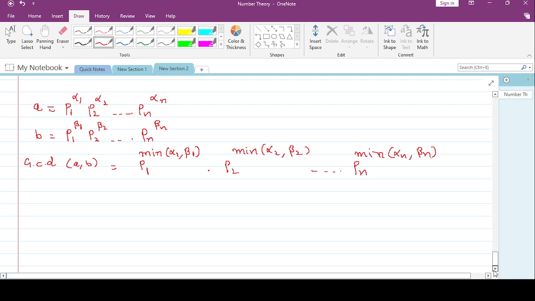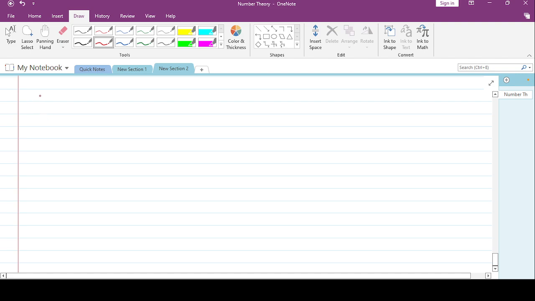So for example, suppose the question is this: find the GCD of 6 and 8. 6 can be written as 2 into 3. So here we have two primes, one is 2 and the other one is 3. And 8 can be written as only 2 cube. We do not have any other prime here, so no issue, we can introduce it: it is 3 raised to the power 0.